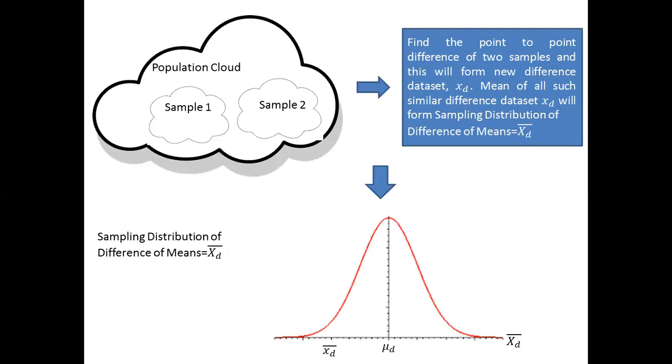So pictorially, this can be seen: if this is our population cloud and we have sample 1 and sample 2, then we have to find the point to point difference of the two samples, and this will form a new difference data set XD. The mean of all such difference data sets XD will give us the sampling distribution of the difference of means, or capital XD bar, which is shown as a normal distribution somewhat like this, right?